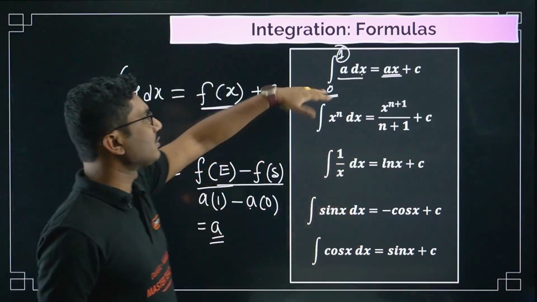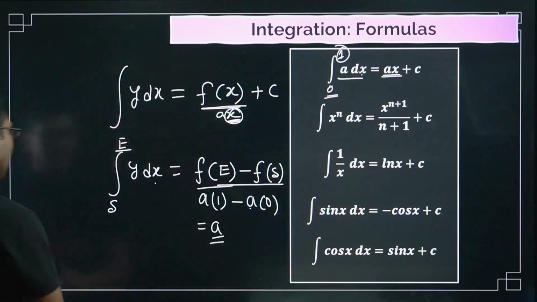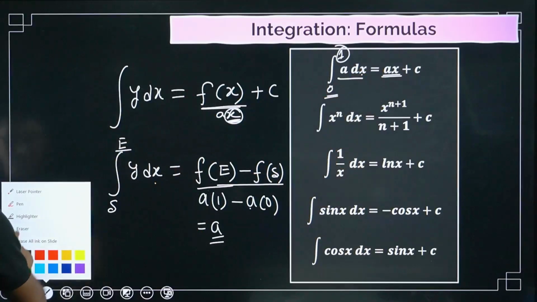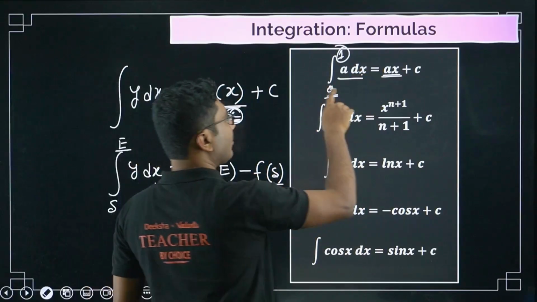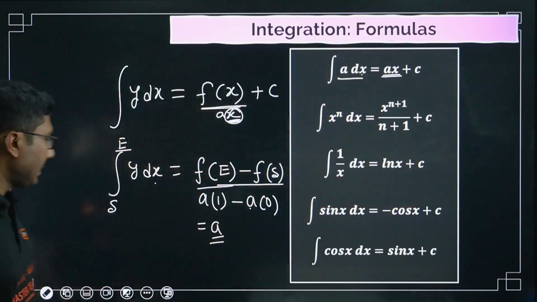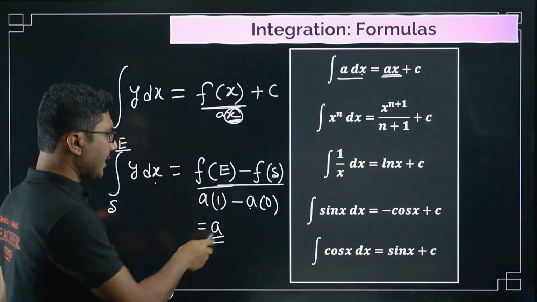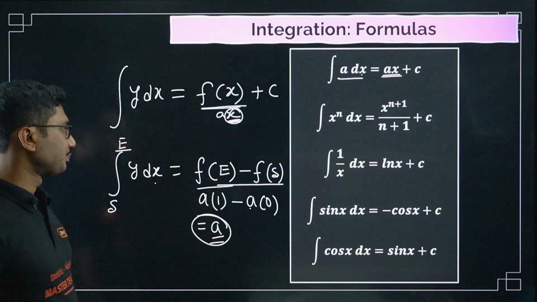Obviously you can see based on whatever limit we give, the value of this answer will change, but you have to remember the general integrations. Okay, you have to remember the general integrations, and then based on the limit that is given for that particular question, you have to find that particular answer as well.